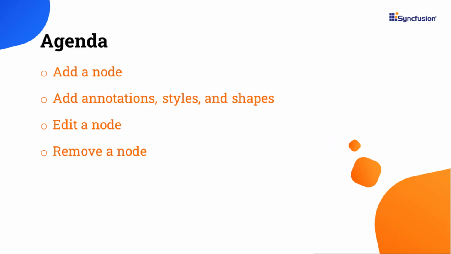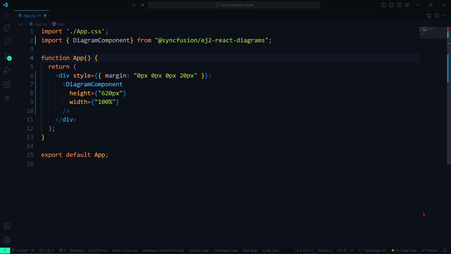In this video, I will show you how to create and customize nodes in the Syncfusion React Diagram component. I will explain how to add a node and customize it by adding annotations, styles, and shapes. Also, you will see how to edit the node by changing its size and how to remove a node from the diagram.